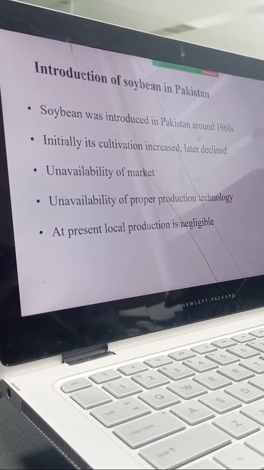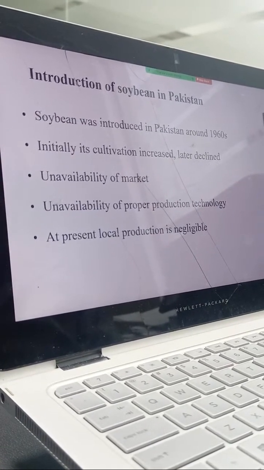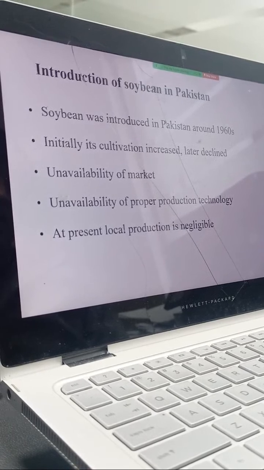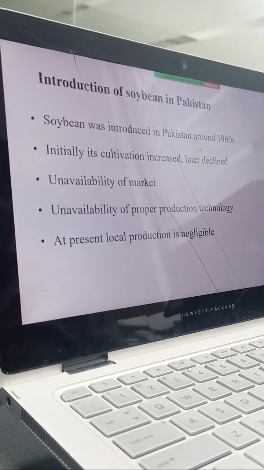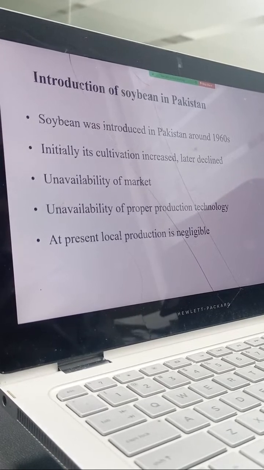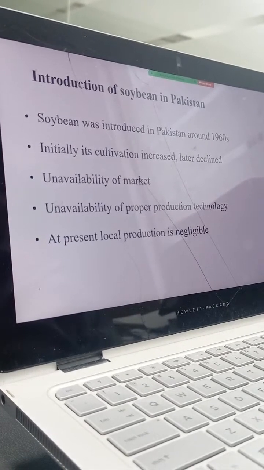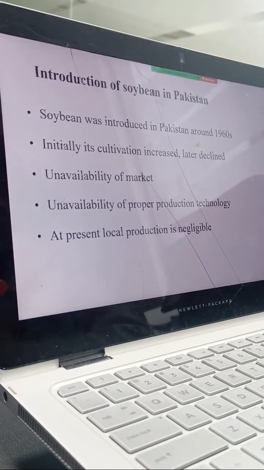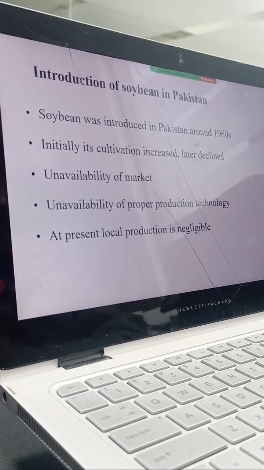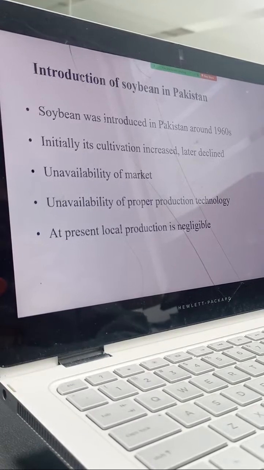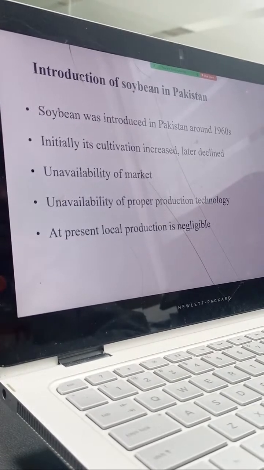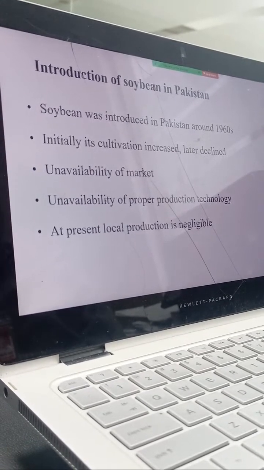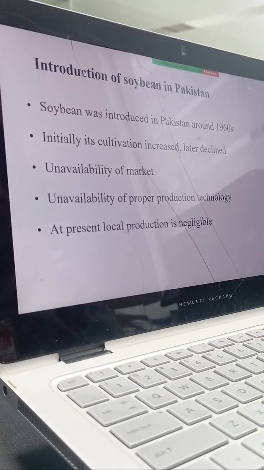So what happened is that in the beginning, the area under soybean cultivation increased, plus the initial yield was good. But then in the next decade, soybean cultivation decreased because there was no availability of market. I should also mention over here that in Pakistan and India, soybean introduction started at the same time, in the 1960s. But now, at present, India is almost the fourth largest soybean producer, and Pakistan's production is almost negligible.